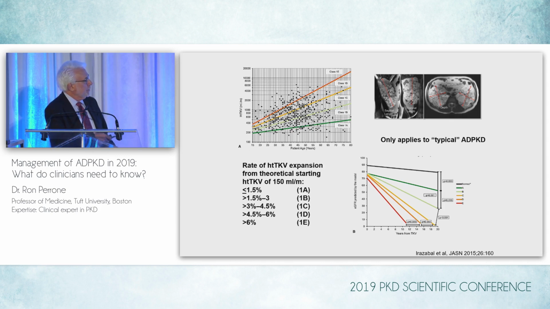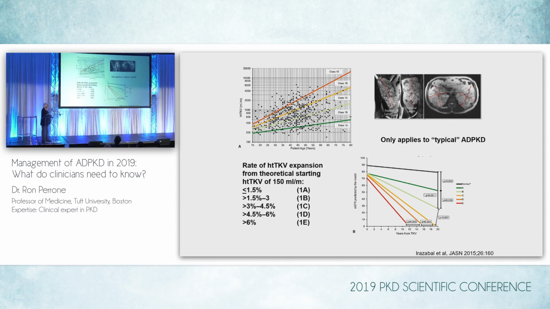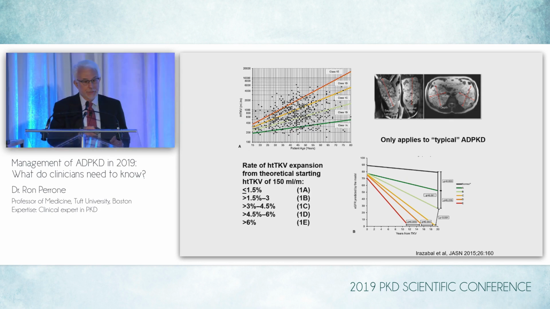And the Erasmus classification, or the Mayo classification, broke this down into 6 groups reflecting these rates of growth of kidneys. So from less than 1.5% per year to more than 6% per year. And these were translated, in this population, into rates of GFR decline based on the class. So for example, if you have class 1E, you have a much more rapid rate of loss of GFR as compared to class 1B or 1A. It's important to note that this only applies to typical ADPKD, where you have cysts scattered throughout both kidneys. I don't have time to go through the variations. I think Dr. Torres will reflect on some of this in his talk later on.